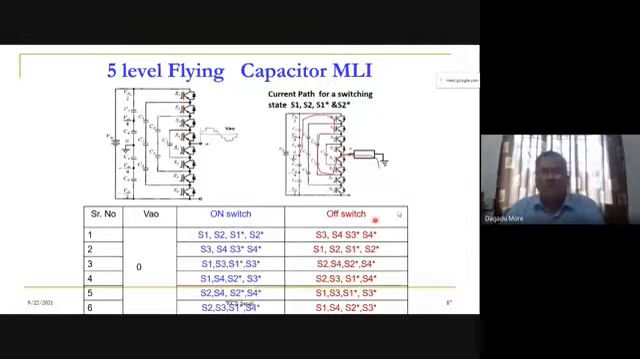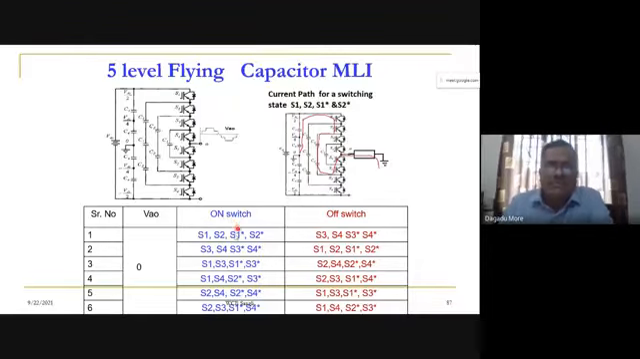Now let us go for zero voltage. If you see it here, for the zero level we have six possible combinations, which we have shown here. For getting a VAO voltage equal to 0, how many switching states are possible? Six switching states are possible. So here the switching state redundancy is there, and any one we can use.